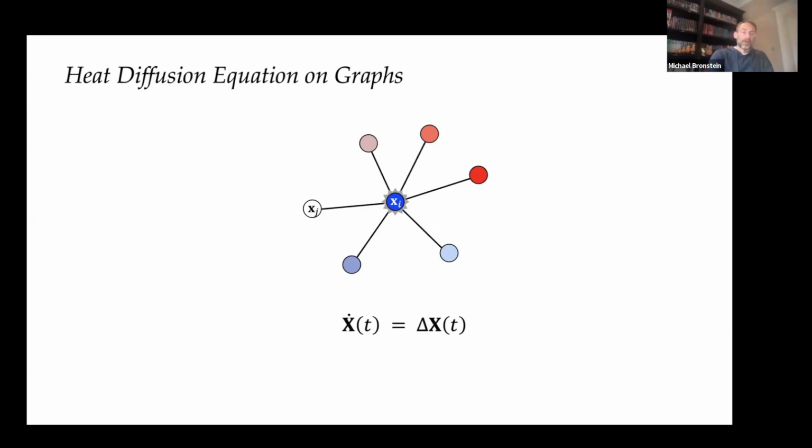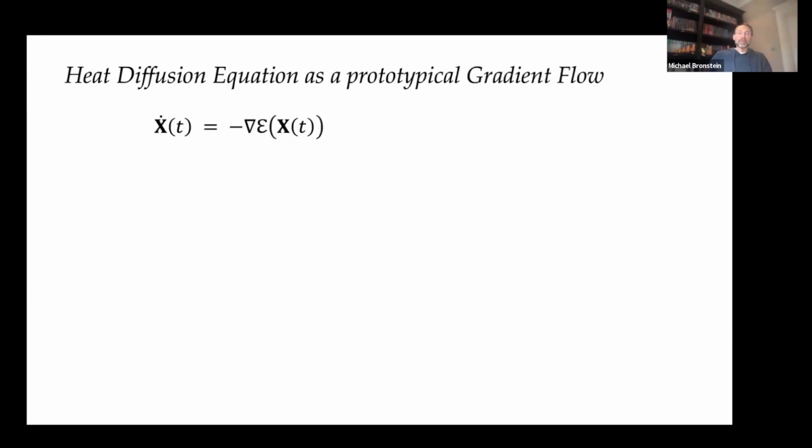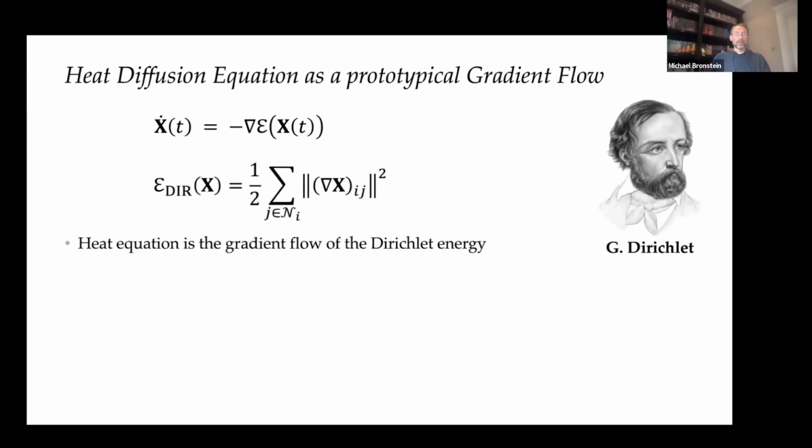Now, what we also know about this equation is that it's a prototypical example of what is called a gradient flow. So a gradient flow is a special class of evolution equations where the change in time, the temporal derivative, is in the direction of the negative gradient of some energy. So you can think of it as a variational or continuous version of steepest descent. And we know what the energy associated with the heat equation is. We call it the Dirichlet energy in physics.